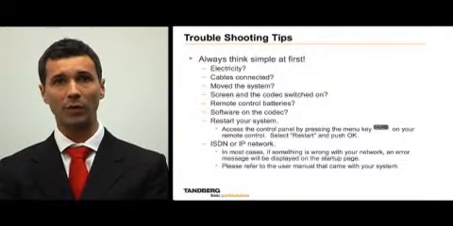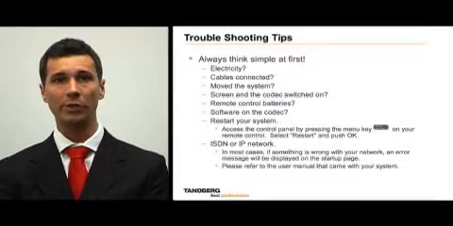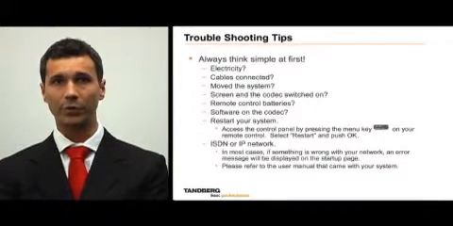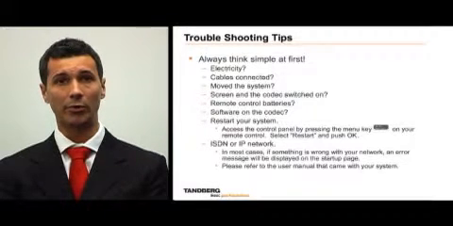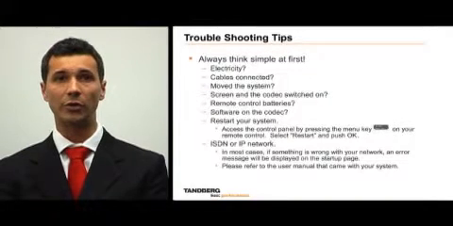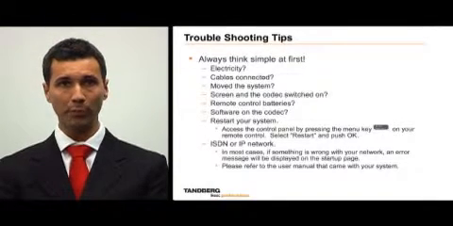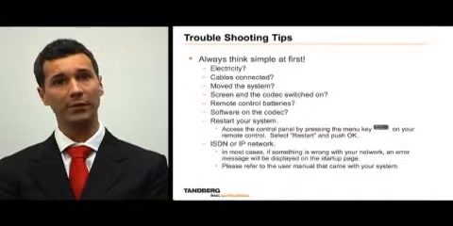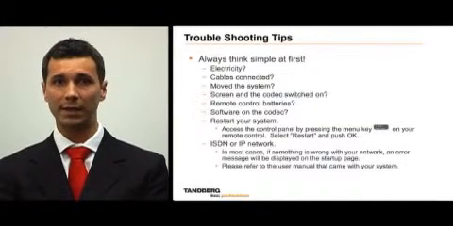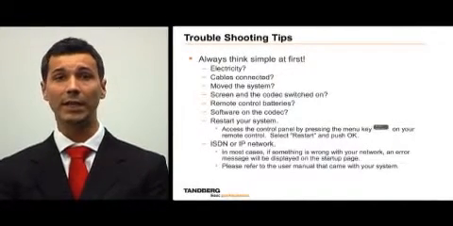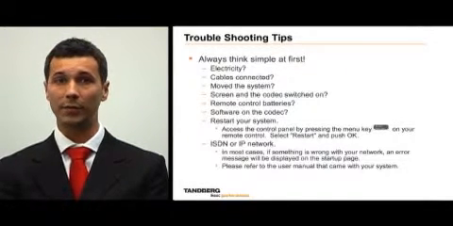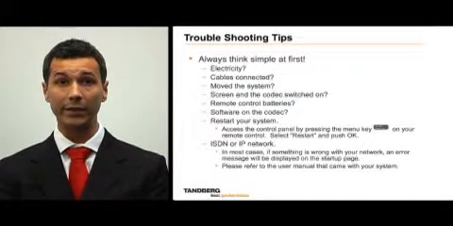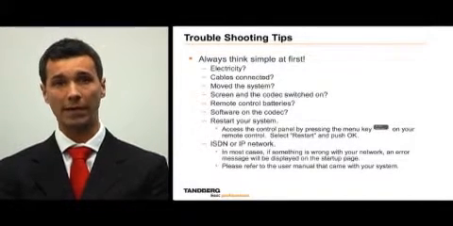If the answers to these questions don't solve your problems, restart the system. To do this, access the control panel by pushing the menu key on your remote control. At the bottom of the screen, select Restart and push OK. If your problems still persist, is your ISDN or IP network functioning correctly? In most cases, if something is wrong with your network, an error message will be displayed on the startup page. To correct this, please refer to the user manual that came with your system.